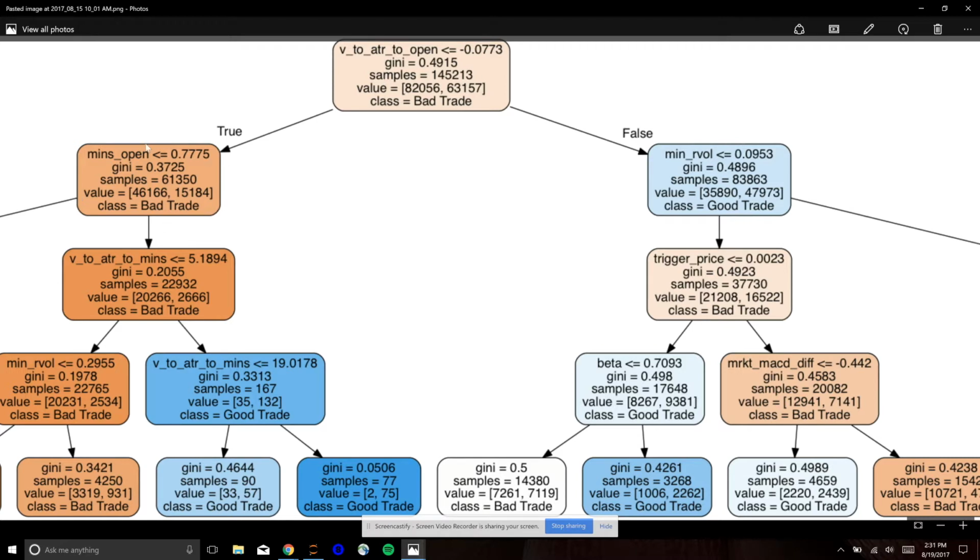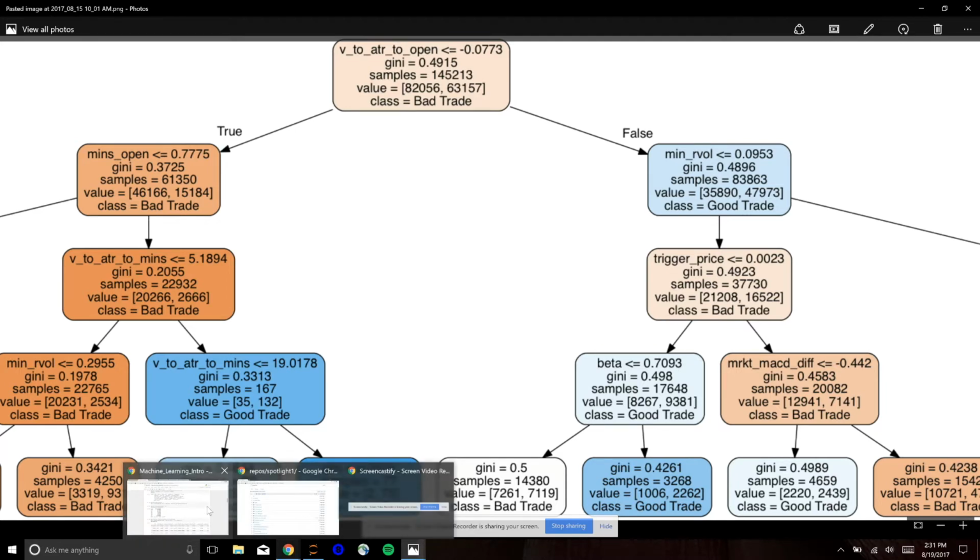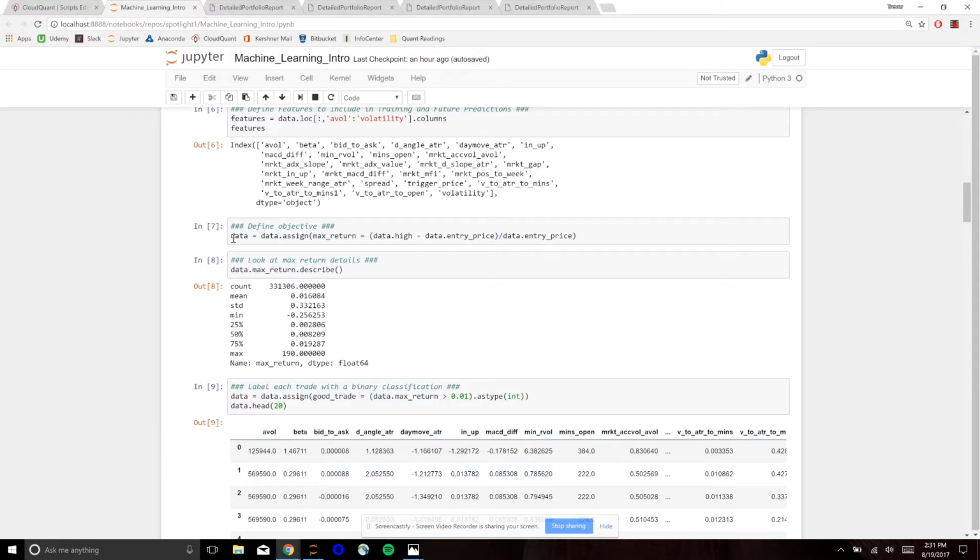And to explain what pure means, we can see here that there are 47,973 trades that we have labeled as a good trade, and 35,890 trades that we've labeled as bad trades. And we make this label back up here from this objective. So we've got our max return here. We assign a max return value to each trade.